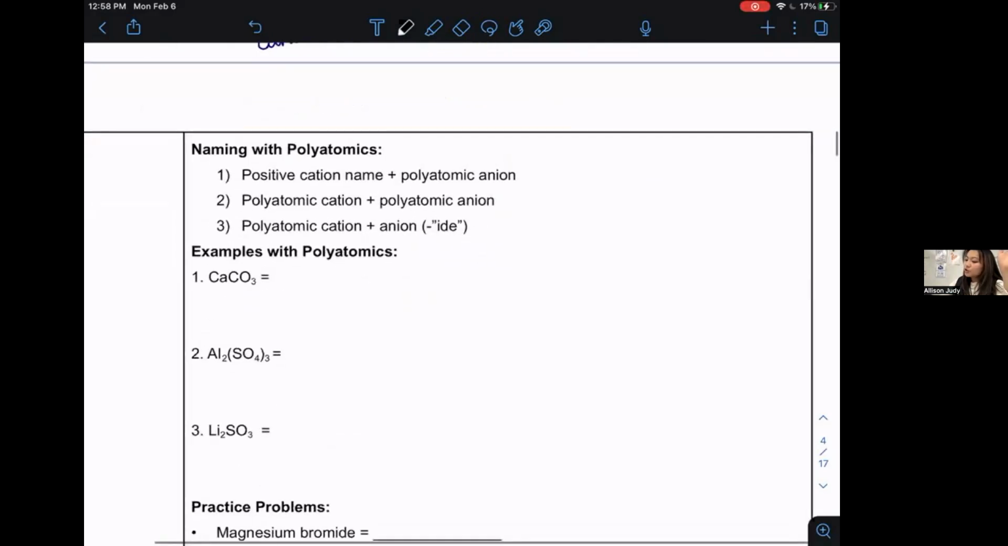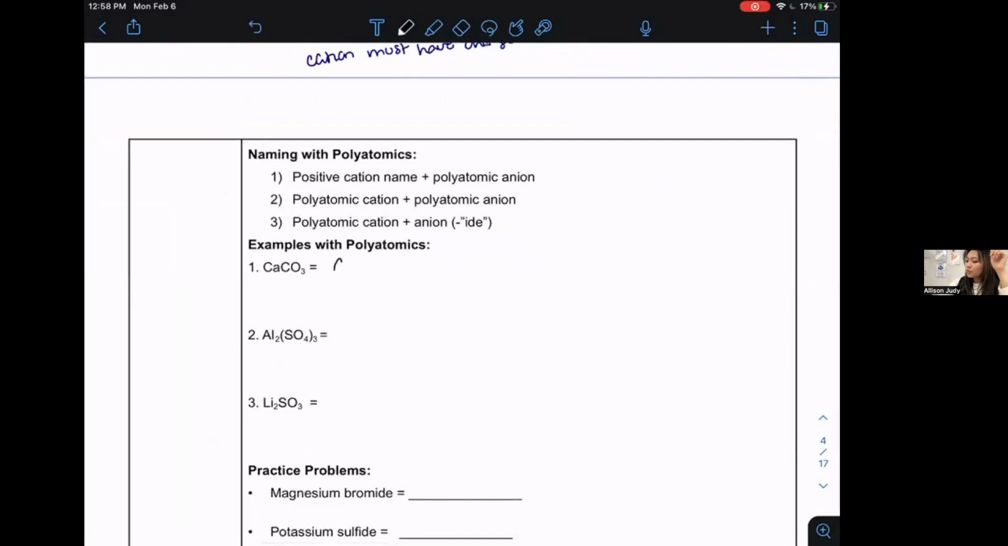So why don't you try, I'll do one. The first one will be calcium carbonate, not carbonide, carbonate. It's just the name of the polyatomic. We still keep the rules though of cation first, anion second. And we still keep the rule that we do not put in the number of each ion because we assume you can do math. Calcium is a 2+ charge. Carbonate as a whole is a 2- charge.